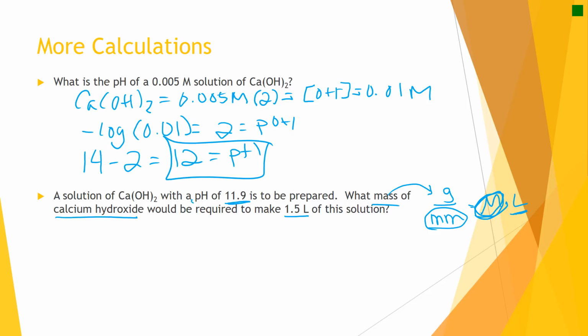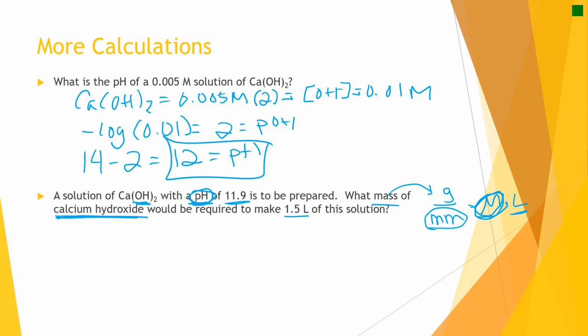So how do I find my molarity? I'm going to base it off of that pH, okay? But calcium hydroxide, once again, is a base. So when I need to figure out my amount of calcium hydroxide, I need to convert this to figure out my molarity of my hydroxides.